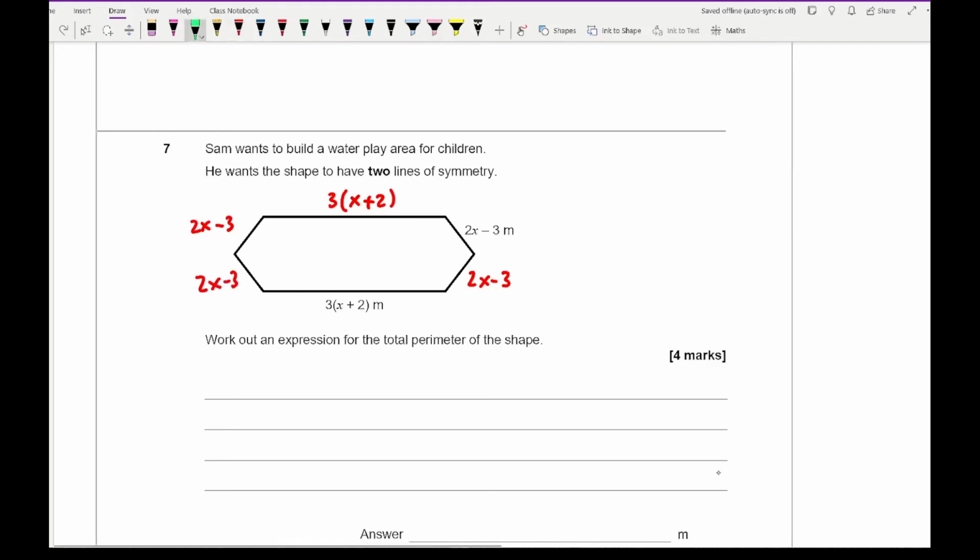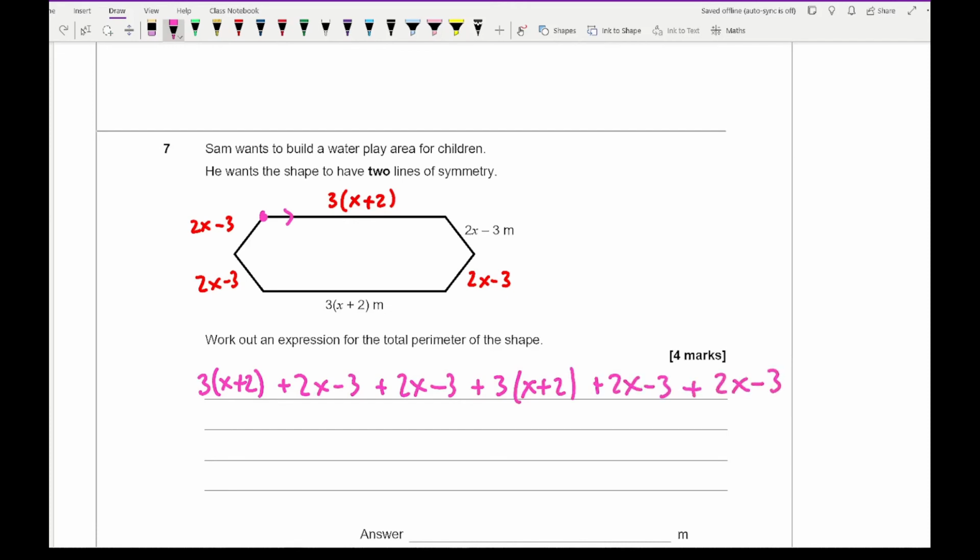And then to work out the total perimeter, all I need to do is add all of those lengths together. So here I've got 3x plus 2, so that's the top one. So let's start and go in this direction. Plus 2x minus 3 plus 2x minus 3 plus 3 lots of x plus 2 plus 2x minus 3 plus 2x minus 3. Then expanding the brackets, we get 3x plus 6 plus 2x minus 3 plus 2x minus 3 plus 6x plus, 3x plus 6 plus 2x minus 3 plus 2x minus 3.